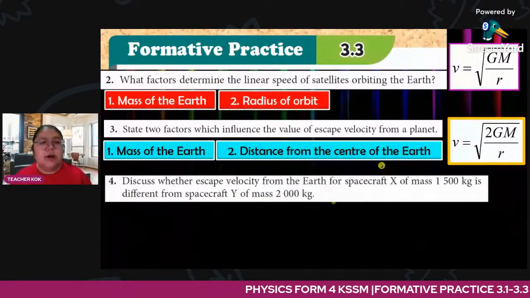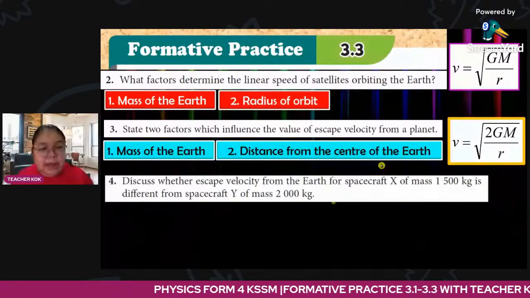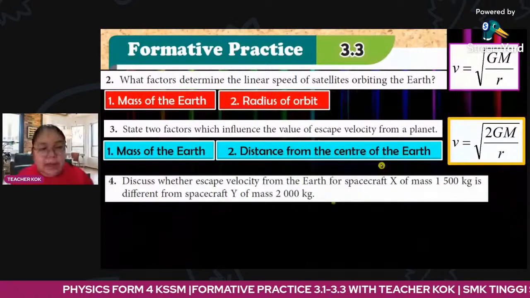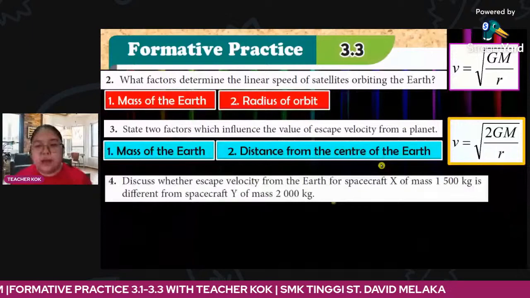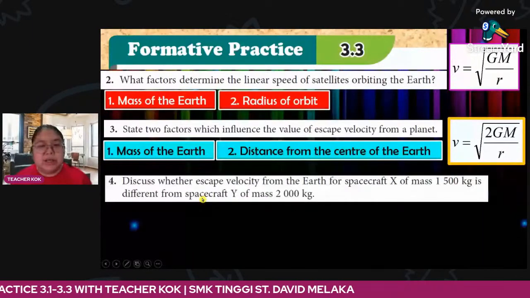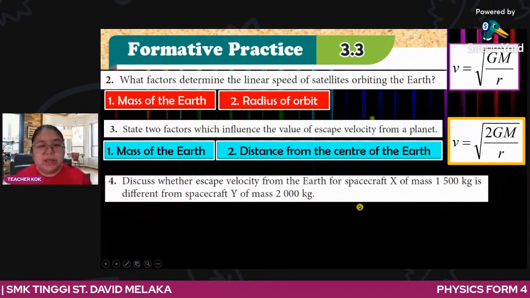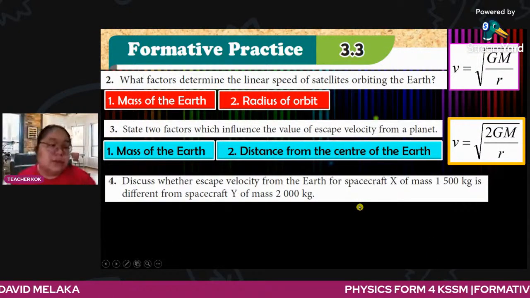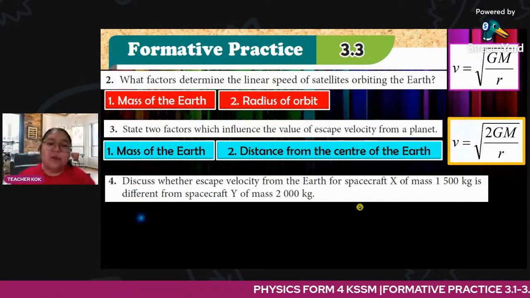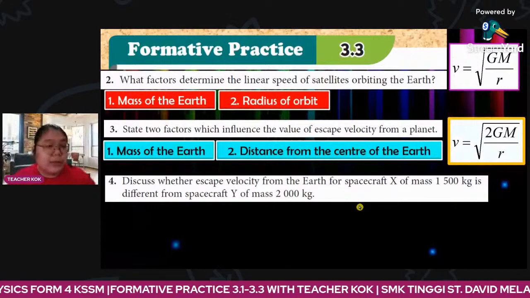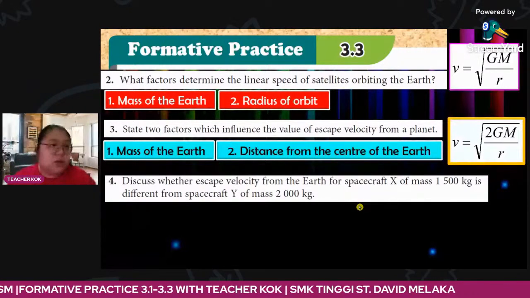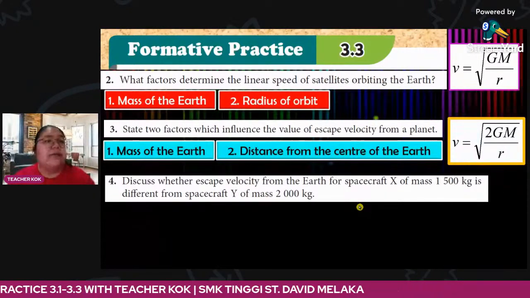Okay, now we need to discuss whether the escape velocity from the Earth for spacecraft X of mass 1,500 kg is different from a spacecraft of mass 2,000 kg. Is there any difference? If one spacecraft X has a mass of 1,500 kg and another has a mass of 2,000 kg, is it related to the escape velocity?